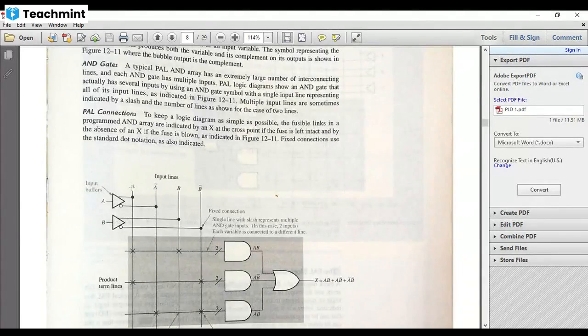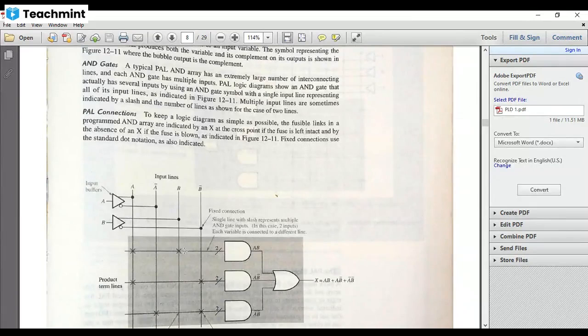Then for the AND gate, we show it simply: these dots are nothing but the connections. Where there is no dot, there is no connection. And this hash shows it is a two-input gate, this hash shows it is a two-input gate.